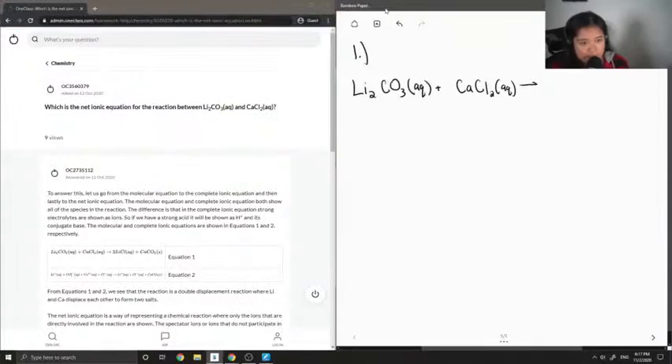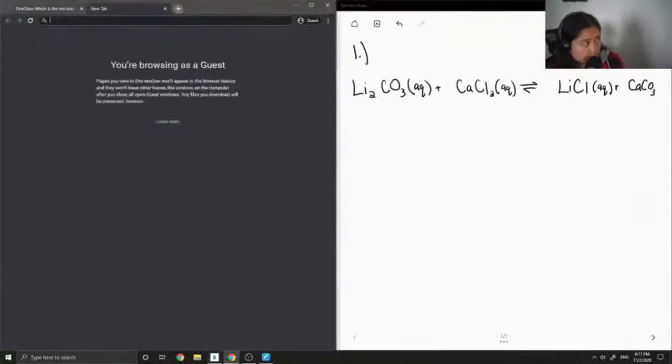And typically what happens is a double displacement reaction. So our lithium will then be bonded with the chlorine. Since lithium has a +1 charge and chlorine has a -1 charge, they will react at a 1-to-1 ratio. Similarly, calcium has a 2+ charge and carbonate has a -2 charge, so they will also react at a 1-to-1 ratio. I'm also just going to look up the solubility rules, and we want to do this in order to determine whether or not our calcium carbonate will dissolve in water.